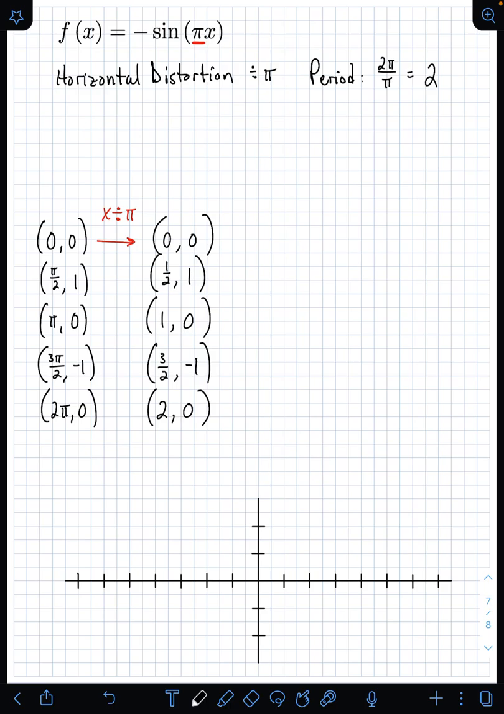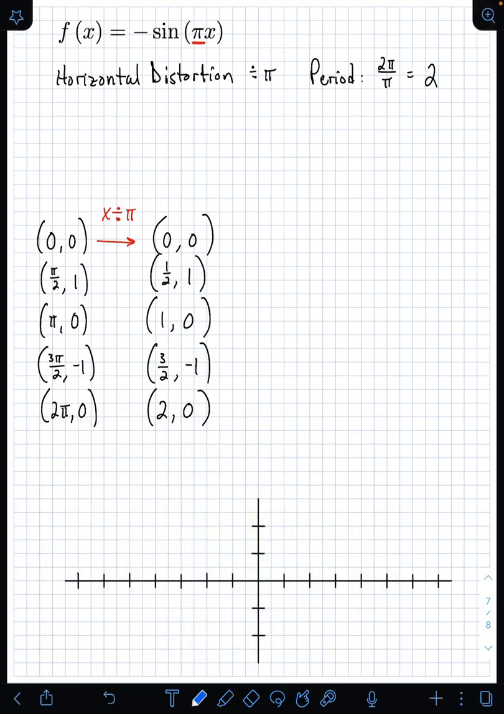That happens sometimes. If the horizontal distortion is based on pi, then it can cancel out the pi that's in the period and leave you with x values that are as nice to work with as the y values. That can happen.